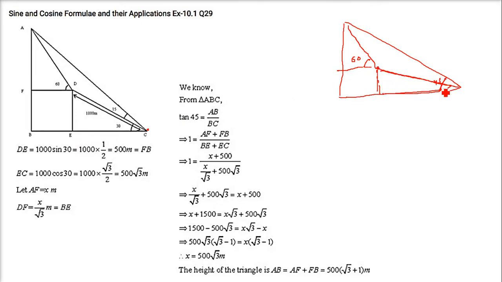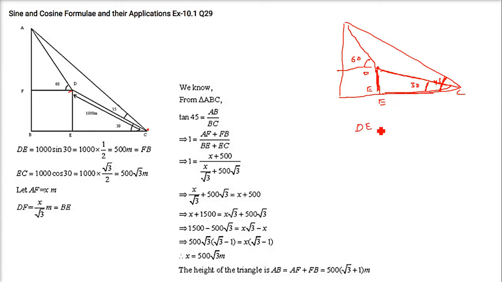So this is 45 degree, this is 45 degree, and the slope on which he walks is 30 degree, right? So this side, if we call it DE, what will this DE be? And what will this side be? That is EC. So we have to find out DE and EC.